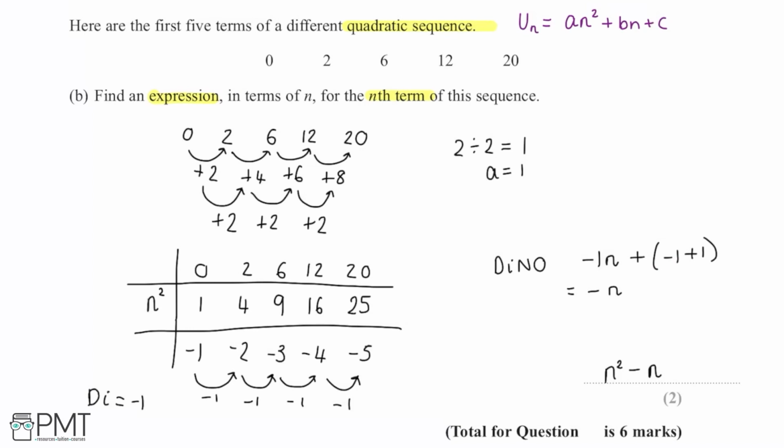As for how the marks are awarded for this question, you're going to get the first mark for a correct general method.